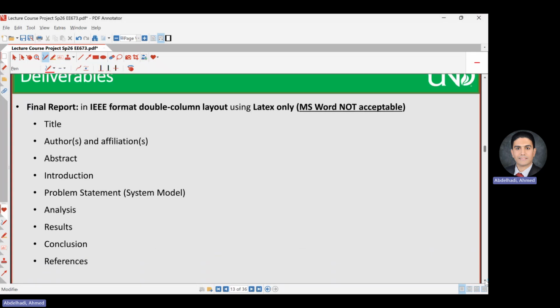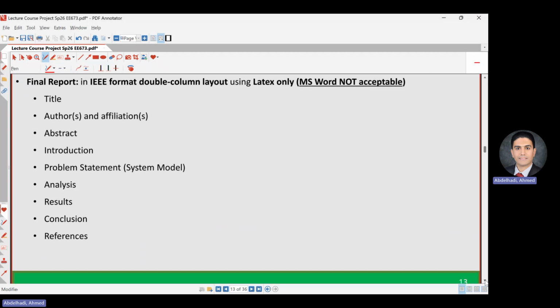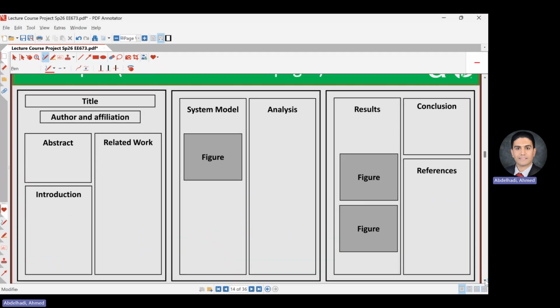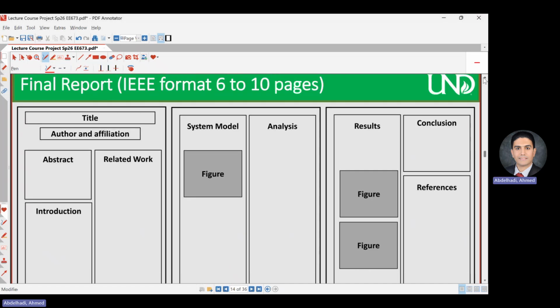Now the final report also needs to be in IEEE format, double column, and not in MS Word, and all these things need to be in it: title, author, abstract, introduction, problem statement, analysis, results, conclusion, and references. And here is also how it's going to look. This is expected to be between 6 and 10 pages. So try not to be less than 6 pages, and don't go over 10 pages.